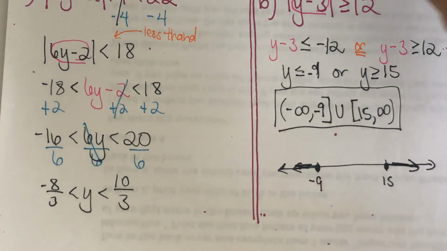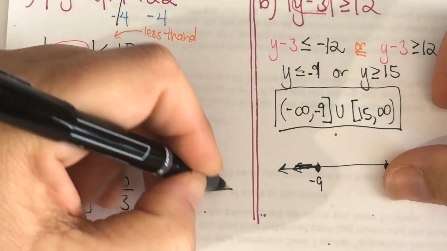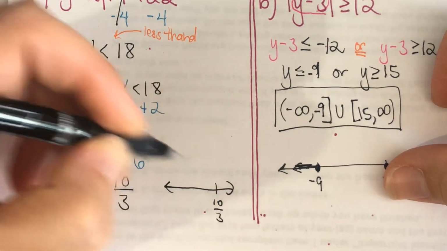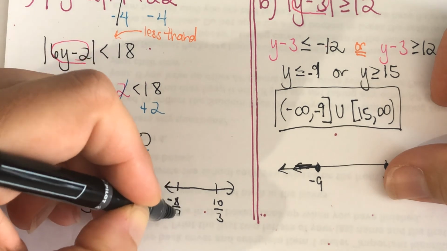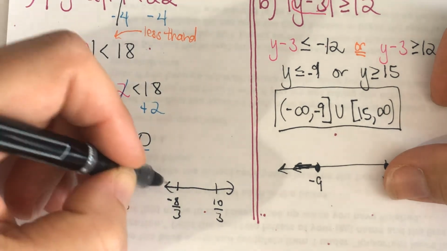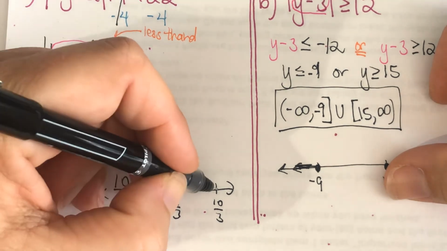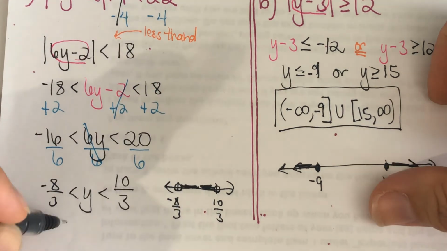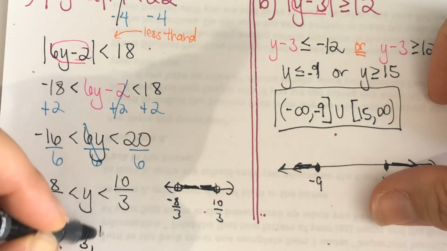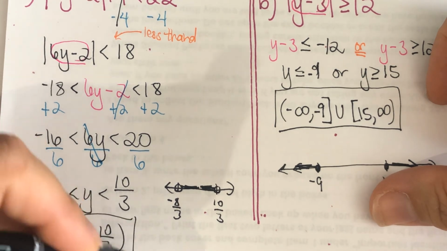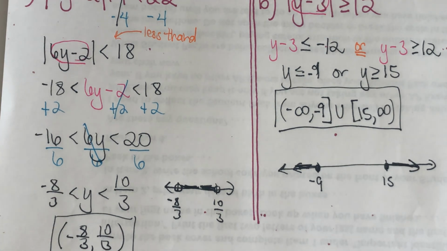So this is an in-between. If you need to write this out, you can see it on a number line. 10 over 3, negative 8 over 3. This says y is greater than, so bigger. This says y is less than, so smaller. So in interval notation, I've got that. Parentheses because there's no equal bar.